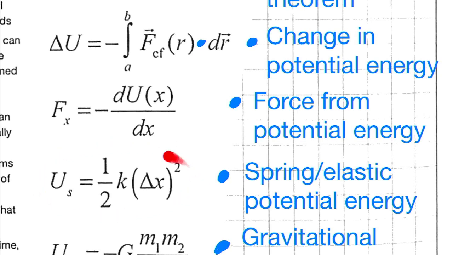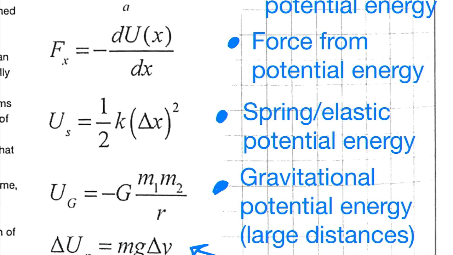This formula should look familiar. The potential energy of a spring is 1/2 kx squared. You could also call this elastic potential energy, although we're using spring here because when we get to second semester electricity and magnetism, we'll also study electric potential energy, which will be U sub E. So to prevent confusion, we use S for spring and save E for electric later on.